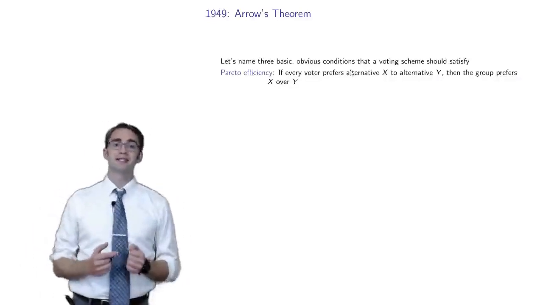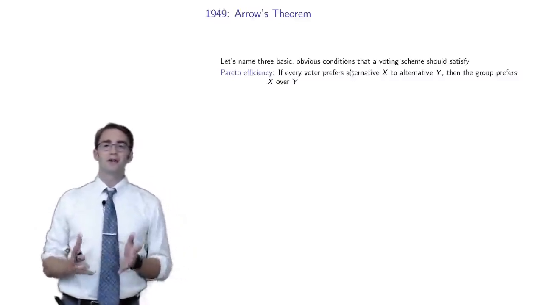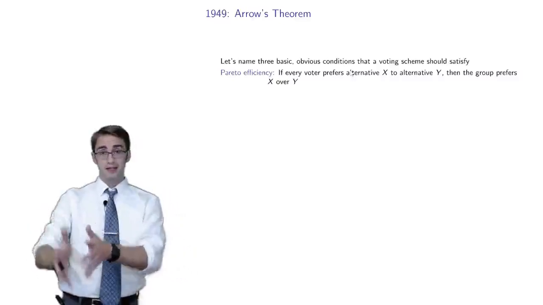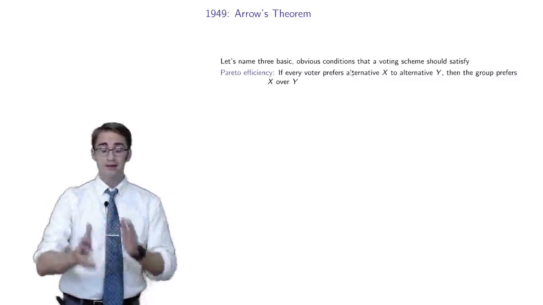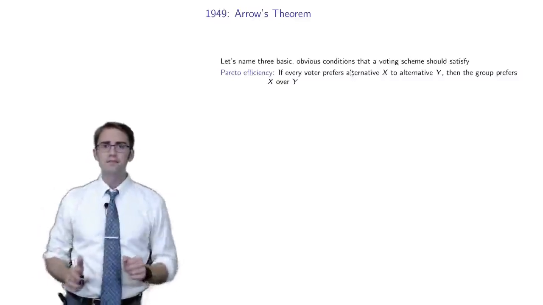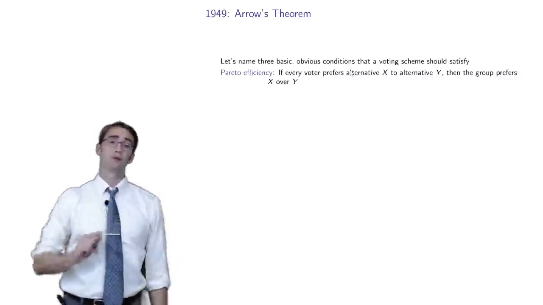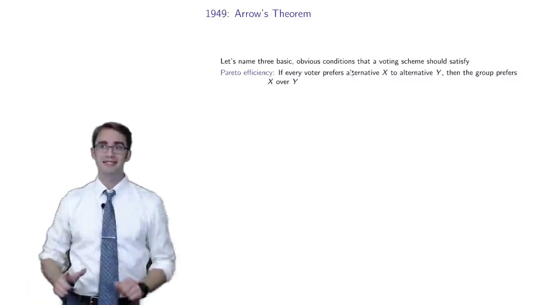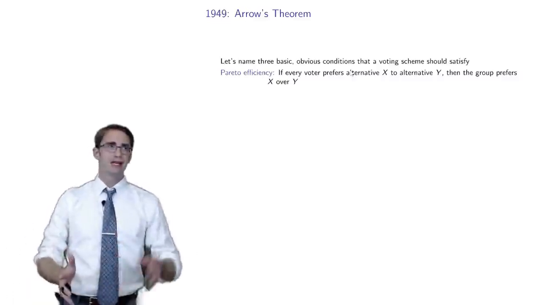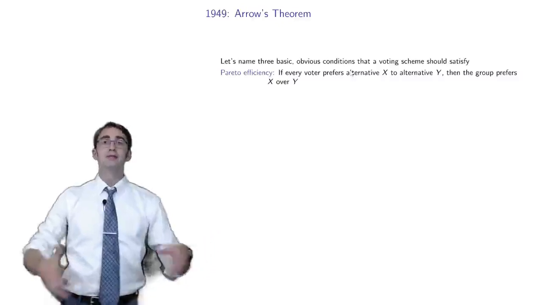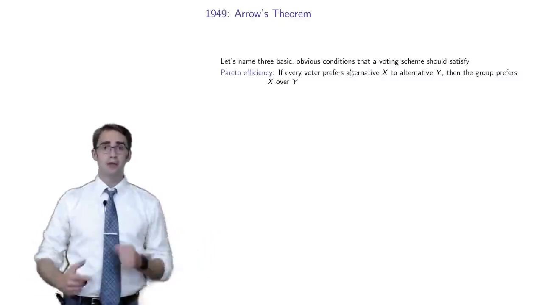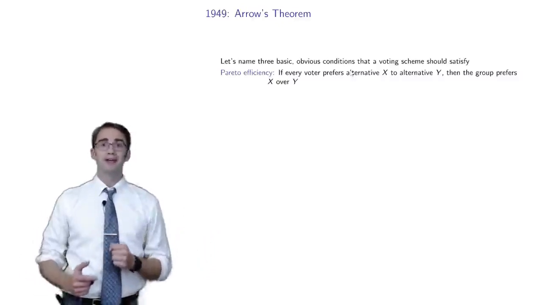Pareto efficiency is the first one. If every voter prefers X over Y, so every voter likes X more than Y, then the group should prefer X over Y. So if everyone in this class says, I want to have the final exam on Wednesday, then it would be a terrible voting system if I said, well, we're going to have the final exam on Monday, right?